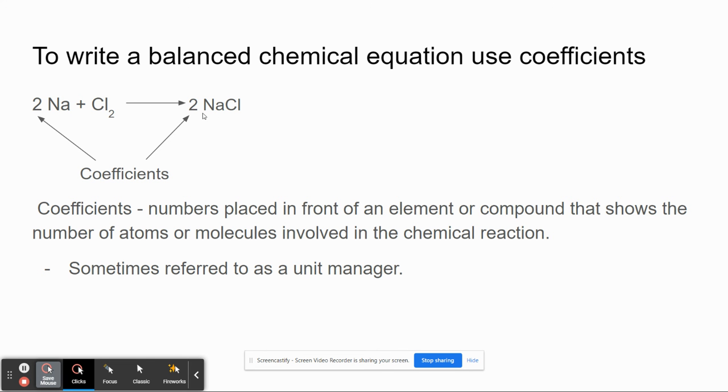Now, by putting a 2 in front, I'll just read what a coefficient is. The number placed in front of an element or compound that shows the number of atoms or molecules involved in the chemical reaction. Sometimes referred to as a unit manager. So there's 2 units of NaCl. So there's 2 units of this. That'd be like saying there's 2 Na and 2 Cl.